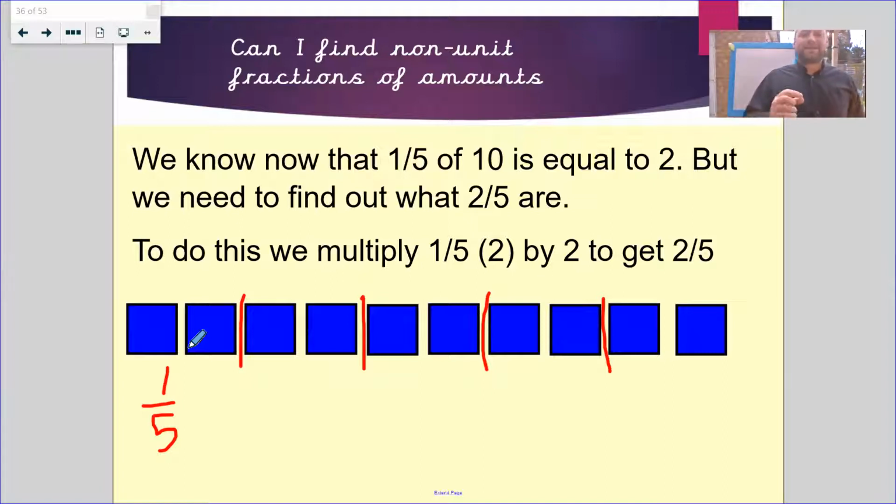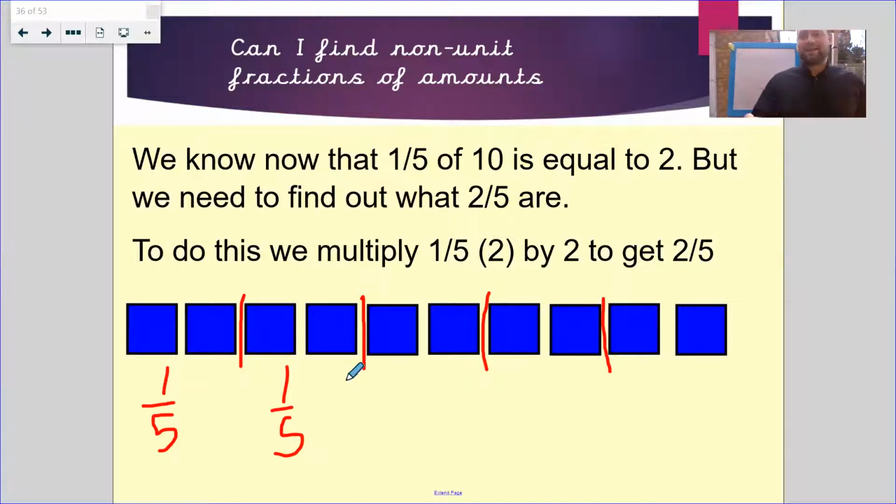So we can do this by simply multiplying our answer, the unit fraction, by the numerator, 2, the number that we're trying to find out here. So we know that 1/5 is equal to 2, but what are 2/5 equal to? Well, look, here's 1, 2, and this is another fifth here. So let's add these 2 together. We've got 1, 2, 3, 4. So now we know that 2/5 of 10 are equal to 4.